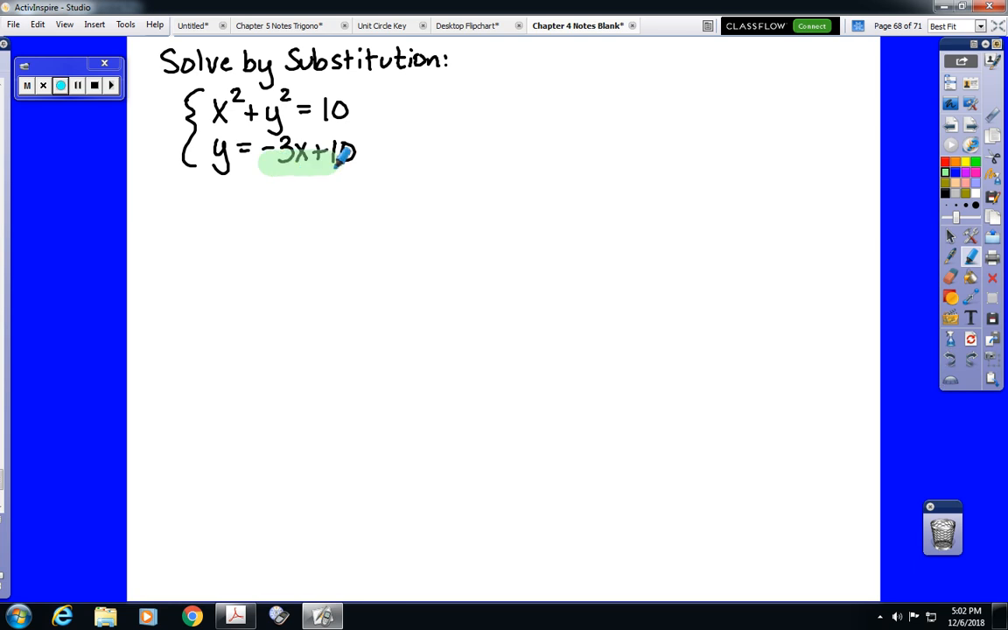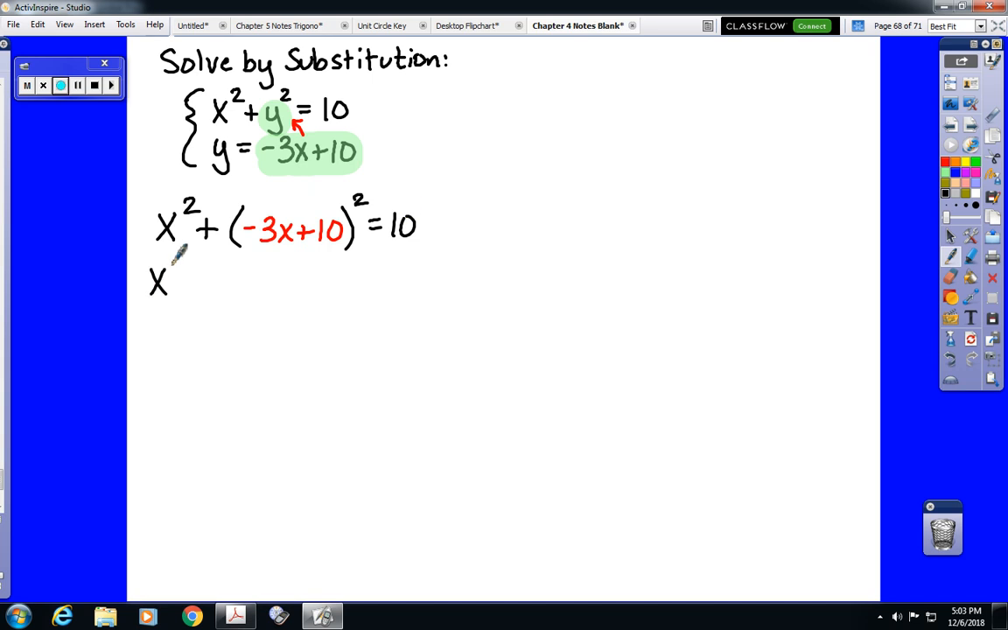We're going to take that binomial and substitute it in for y in the previous line. We're going to put it in for that y. Now notice I did not highlight the squared, because it only takes the place of the y, not the squared. So we would have x squared plus the quantity negative 3x plus 10 squared equals 10.